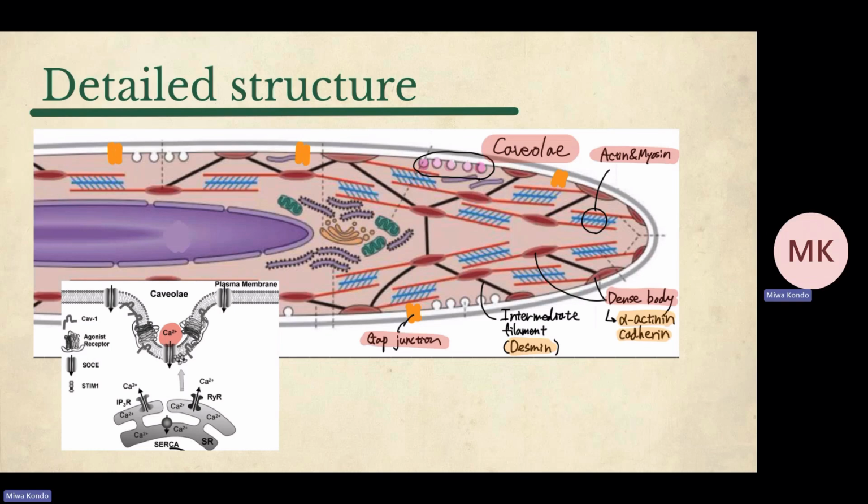Along with the thin filaments, intermediate filaments also attach to the dense bodies, helping to maintain the shape of the cell. Do you remember the name of the intermediate filament found in muscles? It's desmin. Lastly, smooth muscle cells communicate with each other through gap junctions.